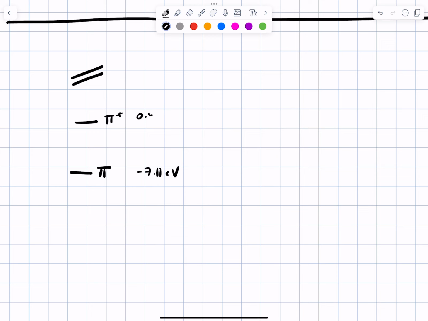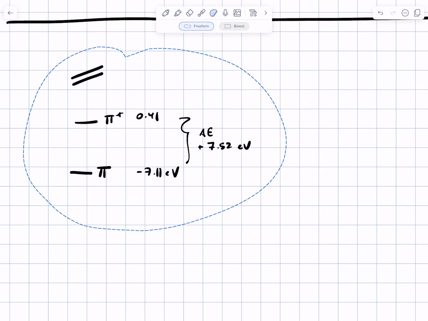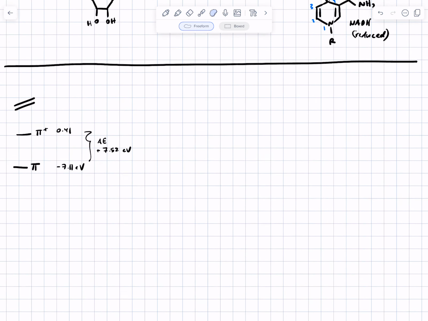And that gap between the two is whatever the difference between minus 7.1, I hate math, 7.52 electron volts. Those are units of energy. The units of energy aren't really going to matter for our discussion, but we'll just be comparing.